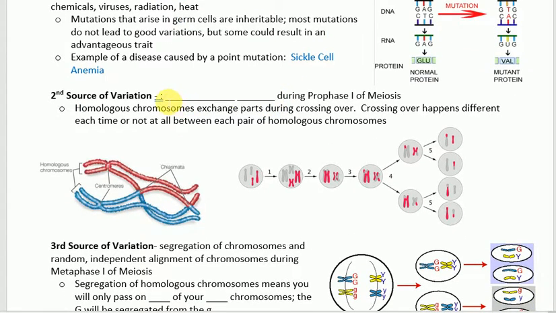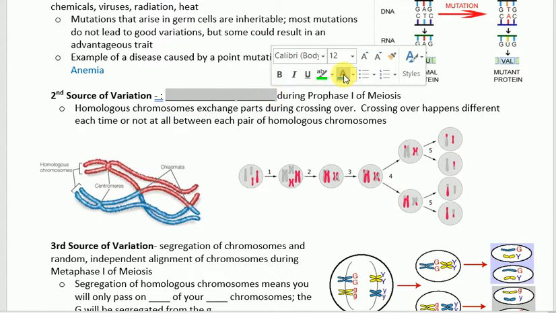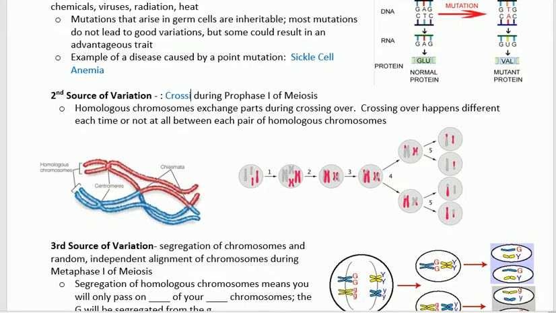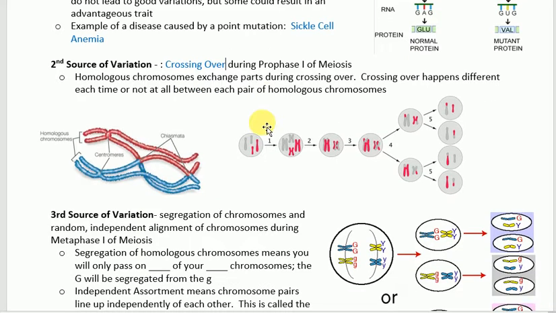The second source of variation is from crossing over. And this happens during prophase 1 of meiosis. And basically, we've looked at that a little bit, but the homologous chromosomes are going to exchange parts, right? And it happens differently each time or not at all. So as I said before, it's a very random event. So there's no predicting where it's going to happen or how it could happen.